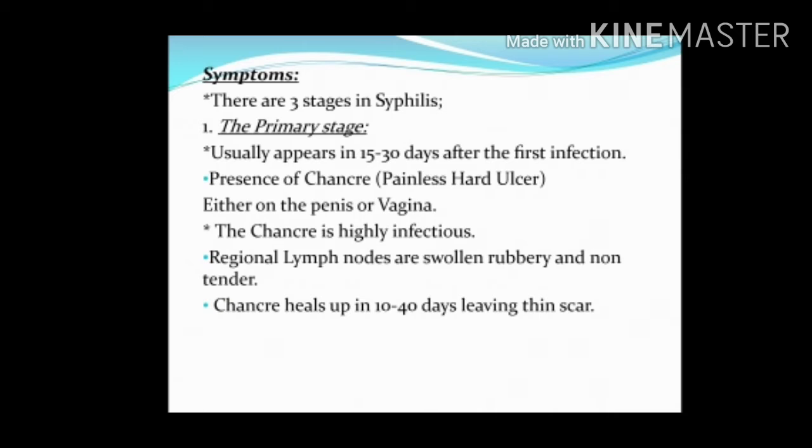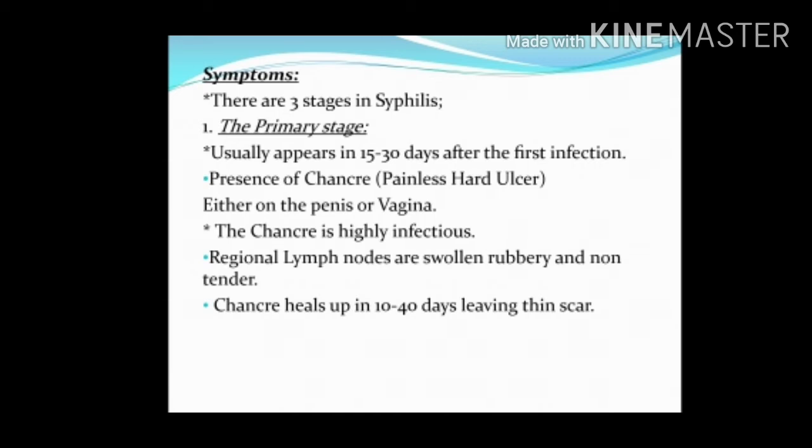The primary stage usually appears 15 to 30 days after the first infection. Once the organism enters the body, after 15 to 30 days, the symptoms appear. These symptoms include the presence of a chancre. Chancres are nothing but painless hard ulcers or lesions. Usually they are present in the genital areas, either on the penis or vagina.